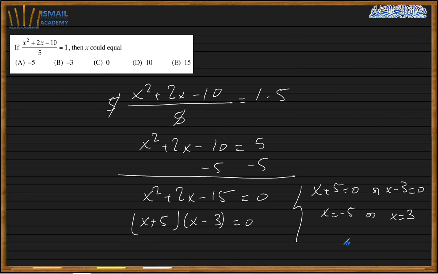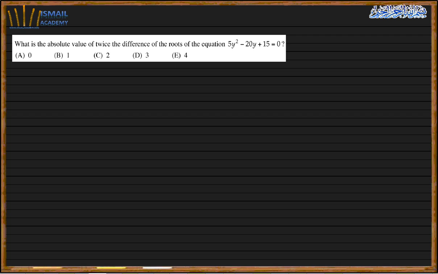So what is the absolute value? Twice the difference of, so we know this has two roots, so I will have the absolute value of twice the first root minus the second root. So this is what I'm looking for.